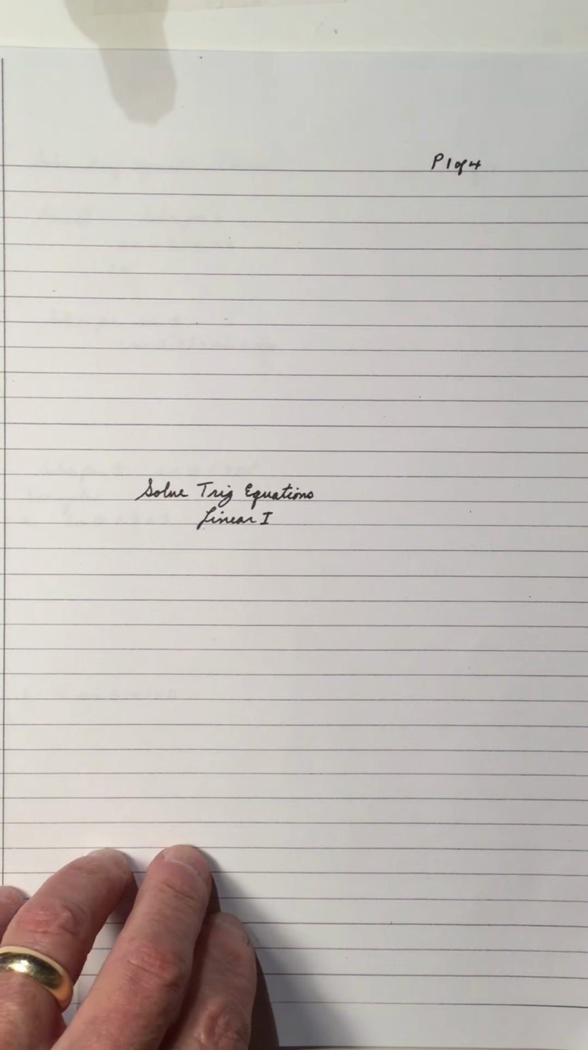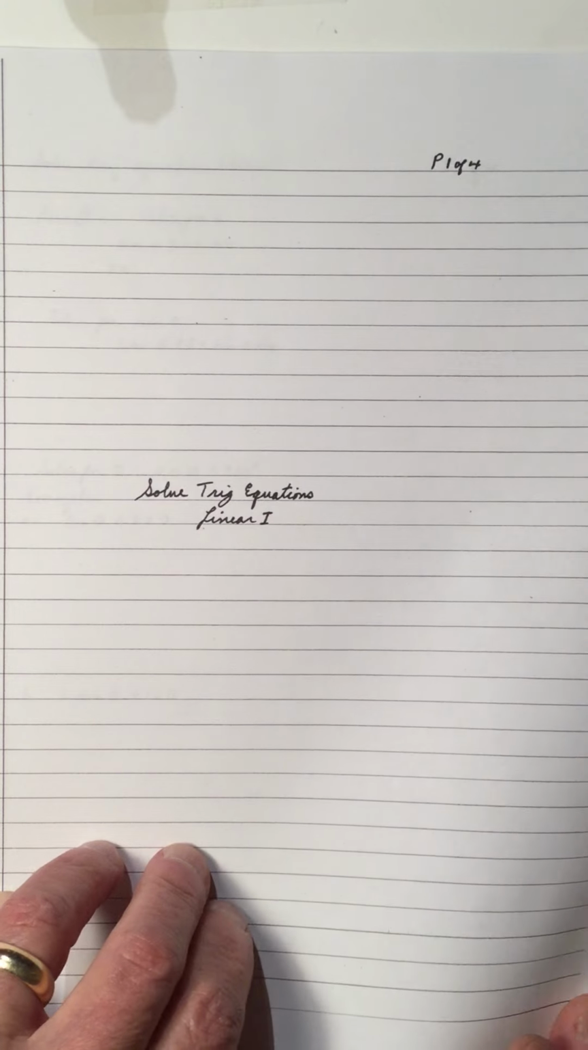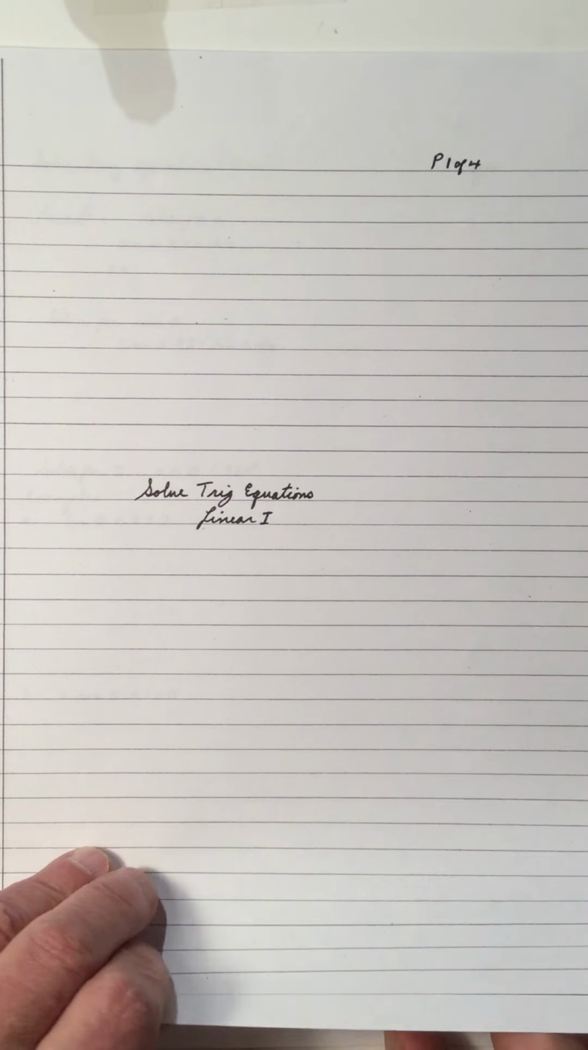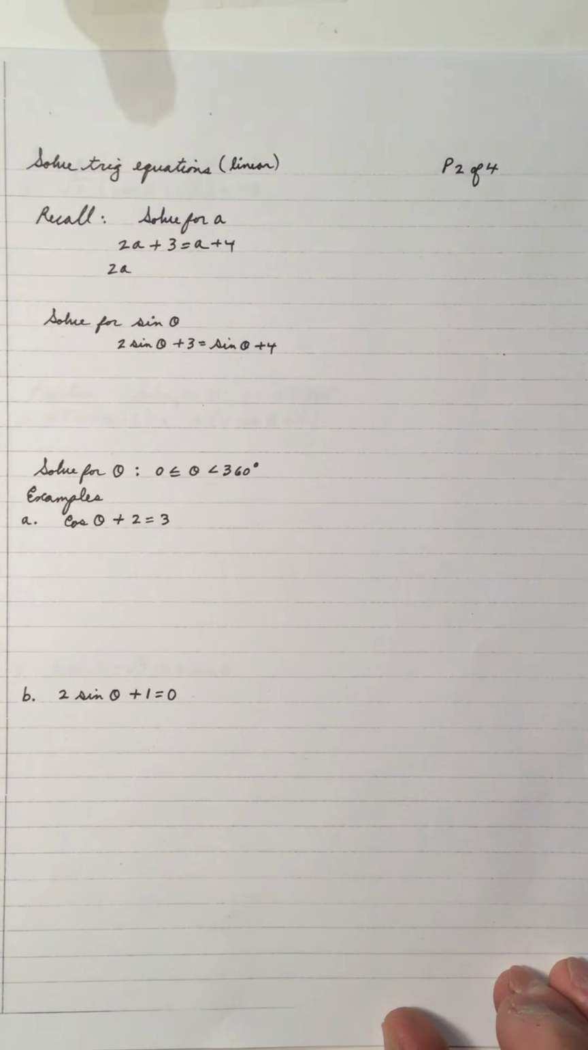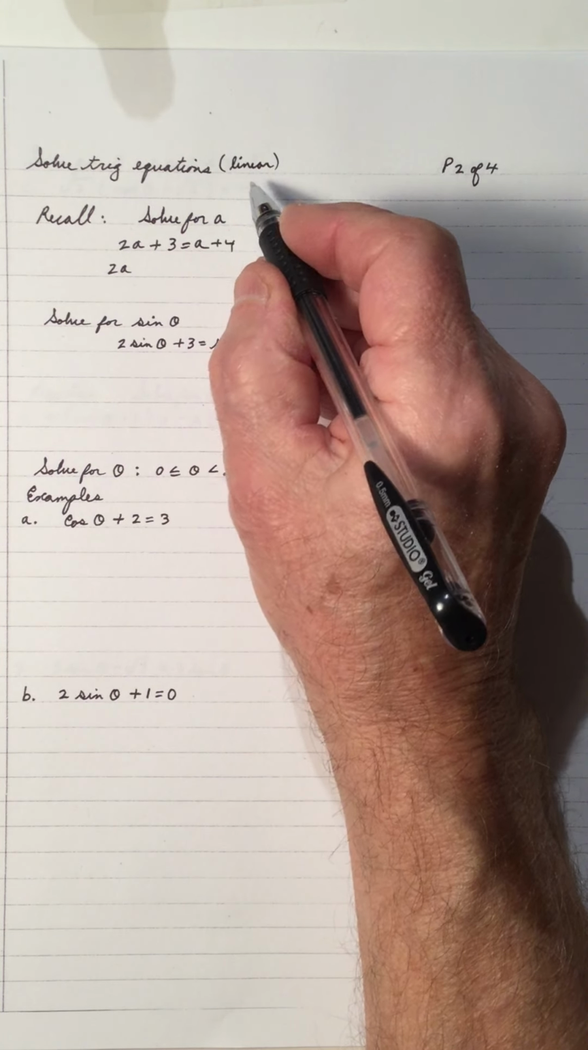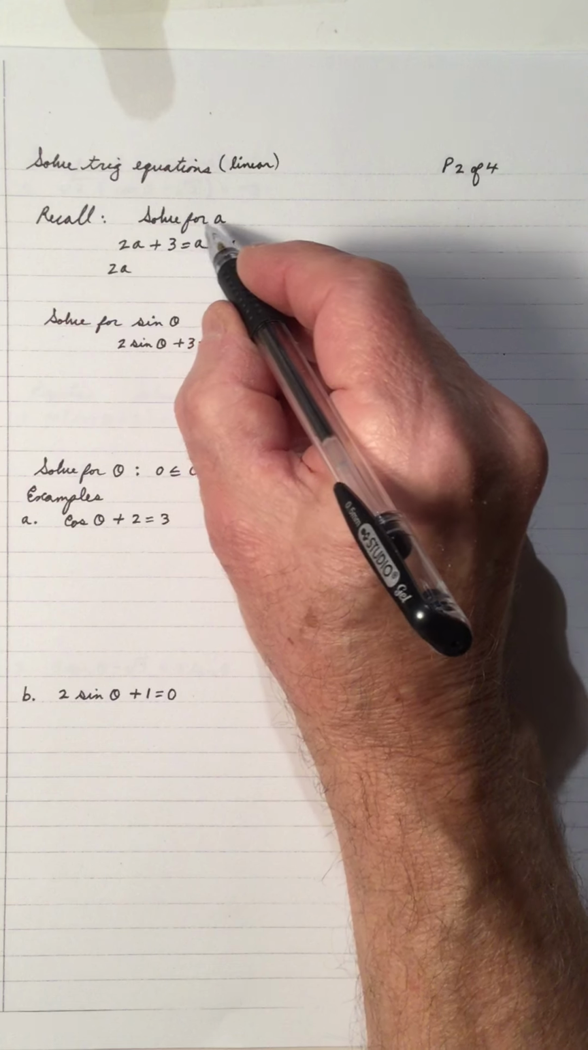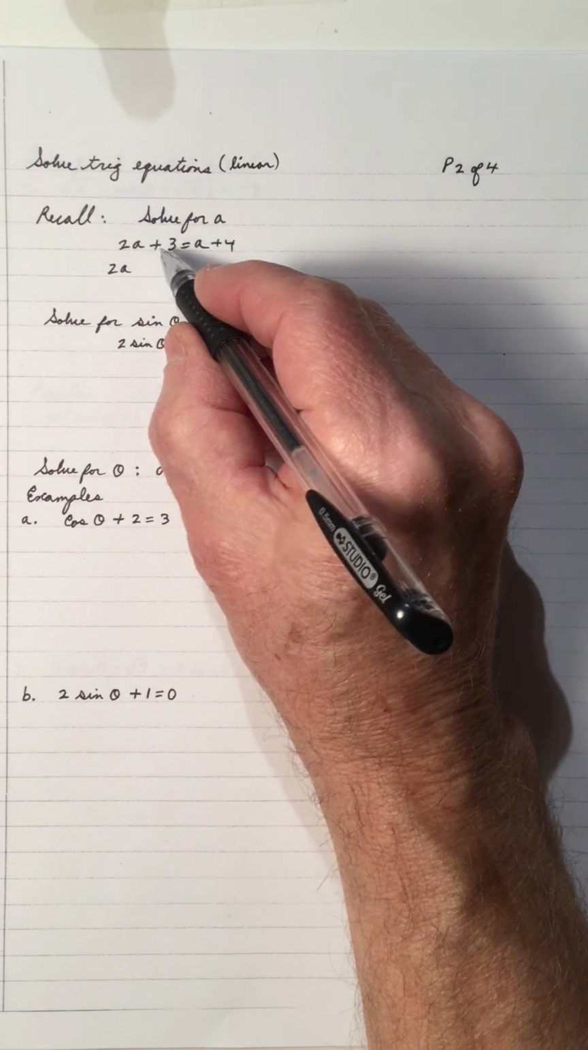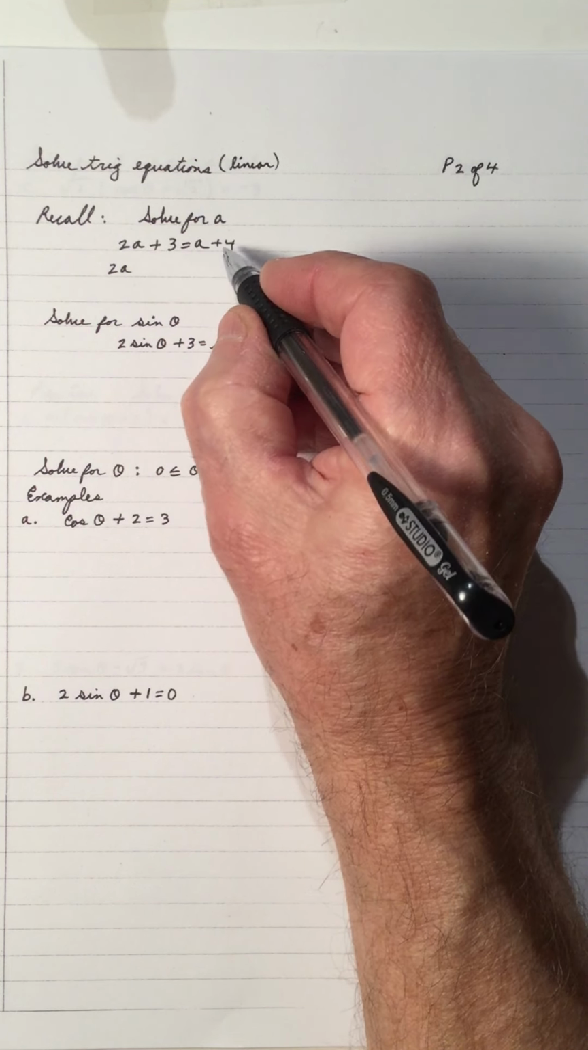Hi, welcome to my video on solving trig equations, and this one is a linear one, the first one on linear. Solving trig equations, linear type. Recall, solve for a: 2a plus 3 equals a plus 4.